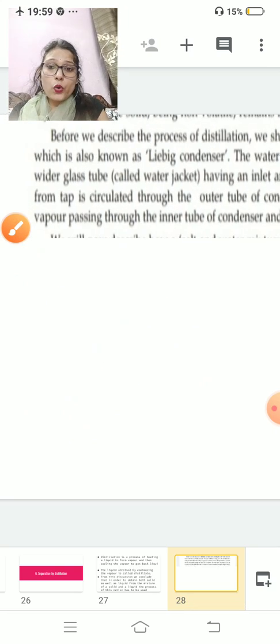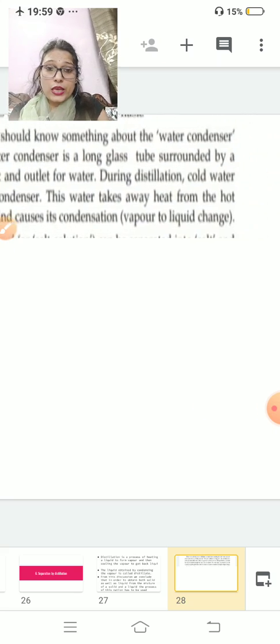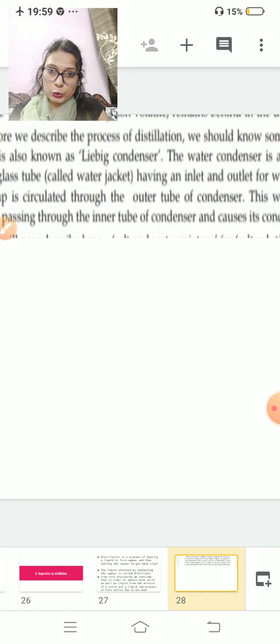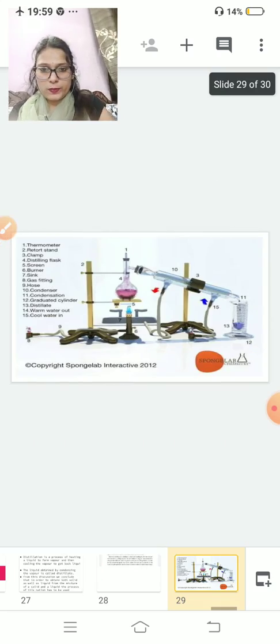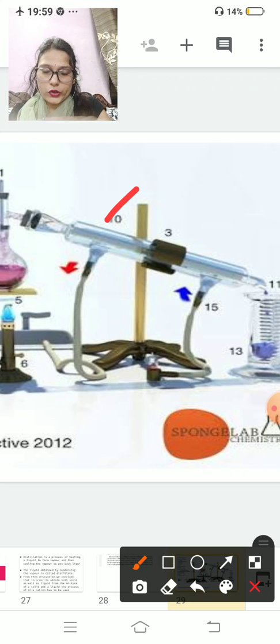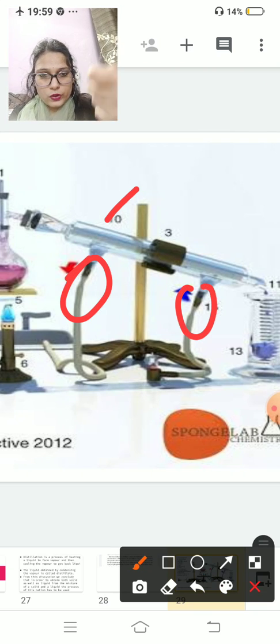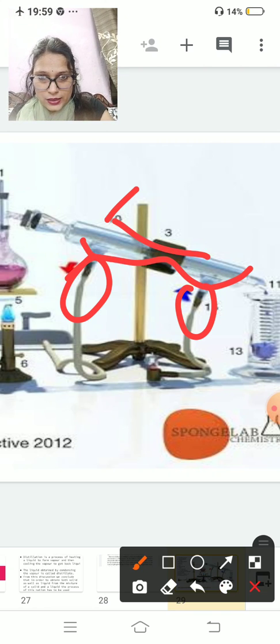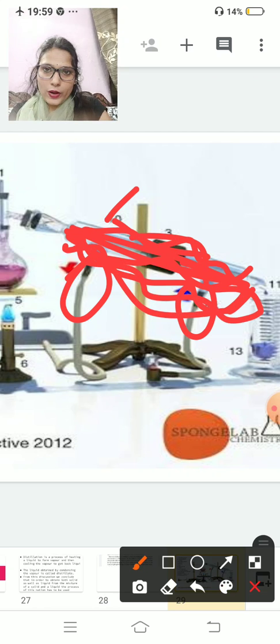During distillation, cold water from the tap is circulated through the outer tube of the condenser. This takes away heat from the hot vapor passing through the inner tube of the condenser and causes it to condense. Clear? So I will show the picture. See, this is your water condenser. This is your inlet. This is your outlet. This inlet will go to the tap and the outlet will go to the sink, and this is your water jacket. Inside this one pipe is there. Okay, clear? Here water will run. Okay, water will be running. Clear?